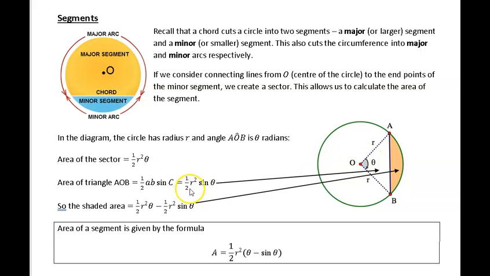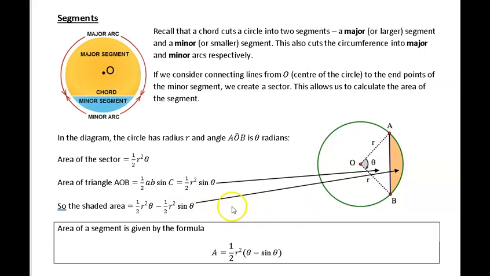So it's a half times r times r times sine theta, so a half r squared sine theta. So that's where that comes from. It is worth your while to learn that the area of these particular triangles is a half r squared sine theta. Okay, so the whole shaded area is a half r squared theta, the whole area of the sector, minus the area of the triangle.